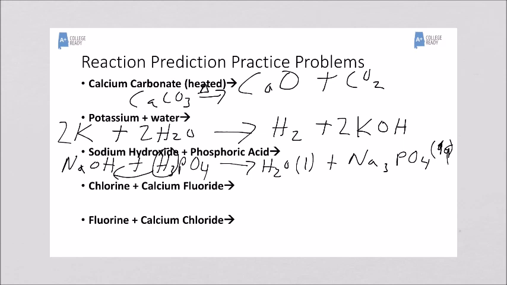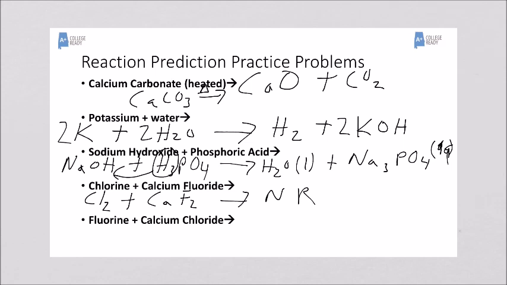Next we have chlorine, which we know by itself is a diatomic gas, plus calcium fluoride. This looks like it might be a single replacement reaction. Remember that halogens can replace other halogens from a compound. But you've also got to remember that, sort of like with the metal activity series, halogens become more active as you go up the halogen column, which means fluorine is more active than chlorine. Only more active halogens can replace less active halogens. Chlorine is not more reactive than fluorine, therefore this is a no reaction.